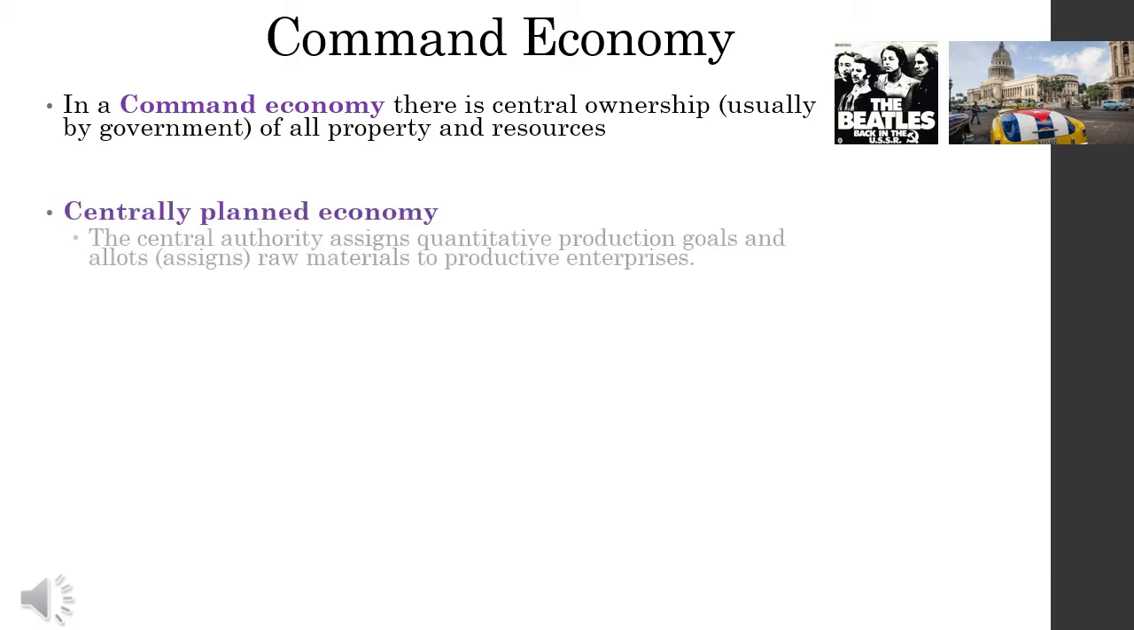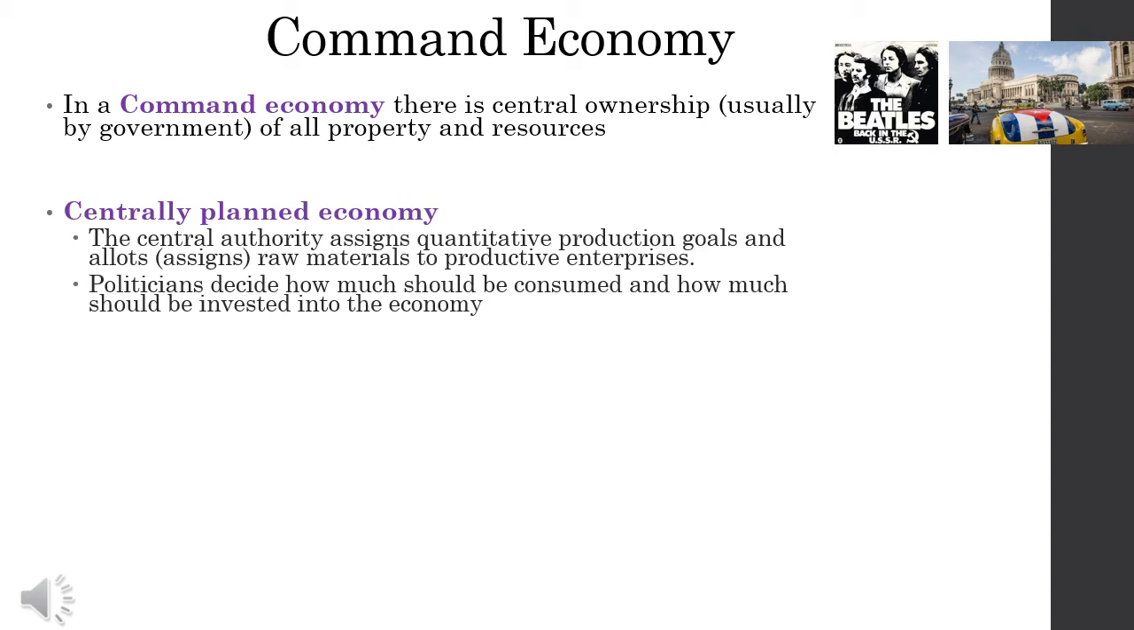Here's how it works. The central authority assigns quantitative or specific production goals and allots or assigns raw materials to productive enterprises. We're going to tell you how much you're going to produce, and we're going to tell you how much stuff you're going to get to make the goods we tell you how to produce. Politicians decide how much should be consumed and how much should be invested into the economy.